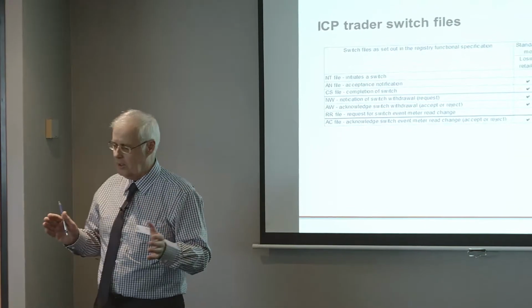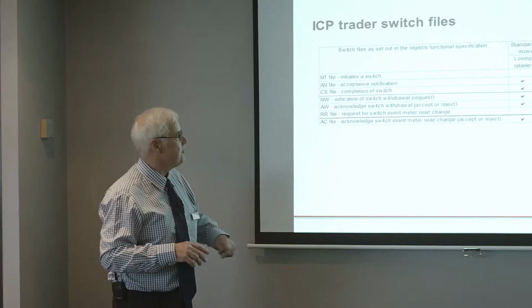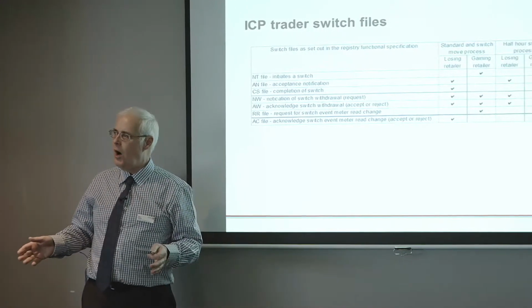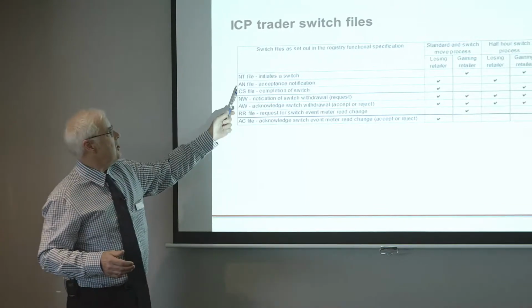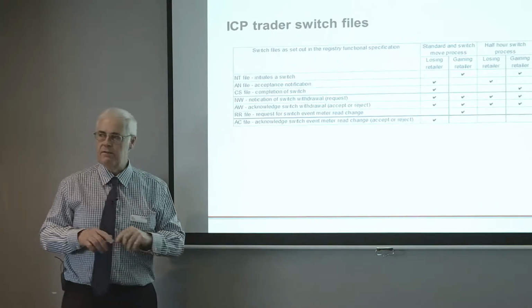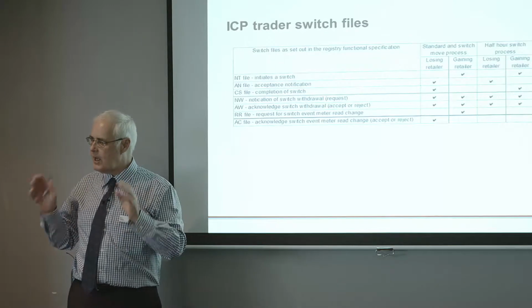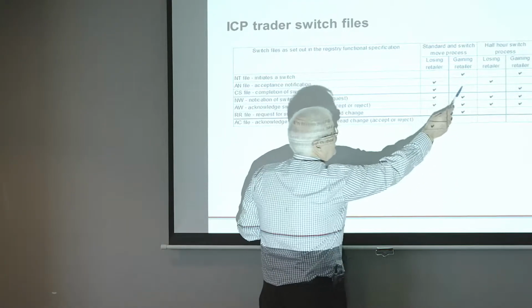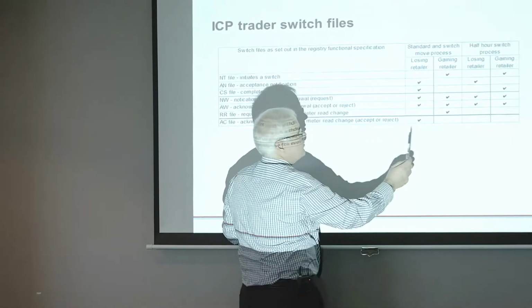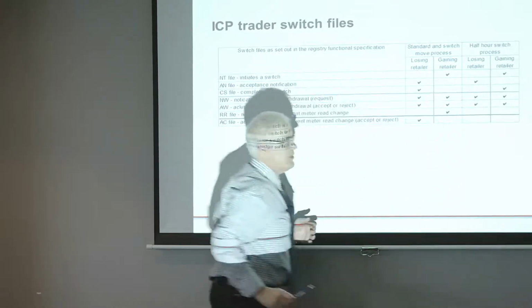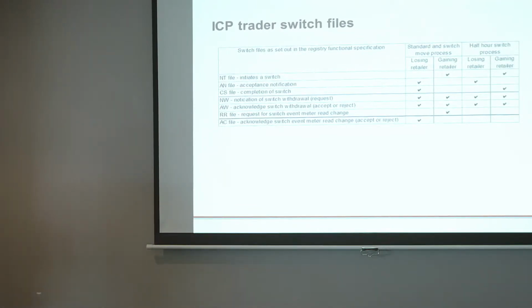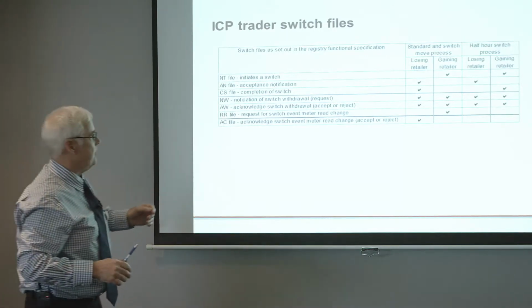So here we have a very simplified process. But essentially, if a gaining trader wants to acquire an ICP, they issue what we call an NT file to the registry, and that's exactly what initiates the switch. So over here, we say for a standard switch move process or a half-hour switch process, that the gaining retailer or trader initiates the process by putting an NT file into the registry.